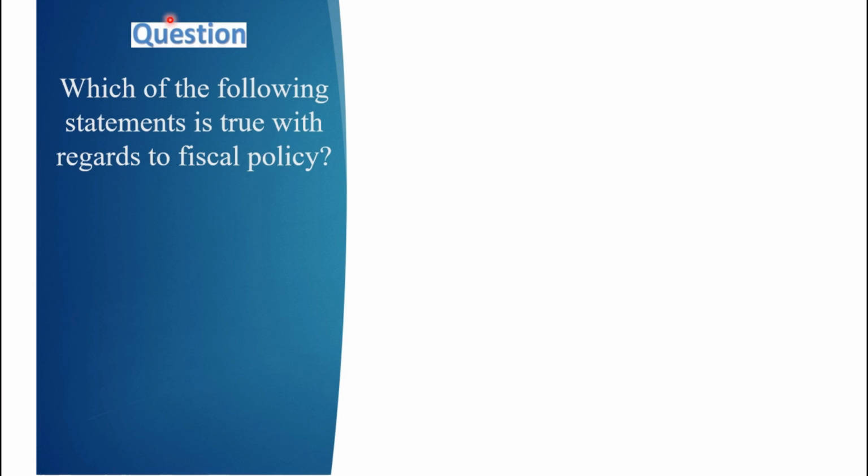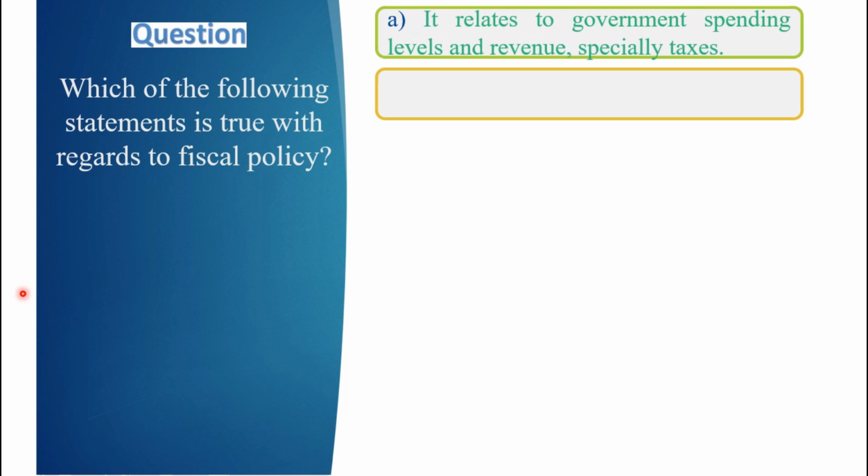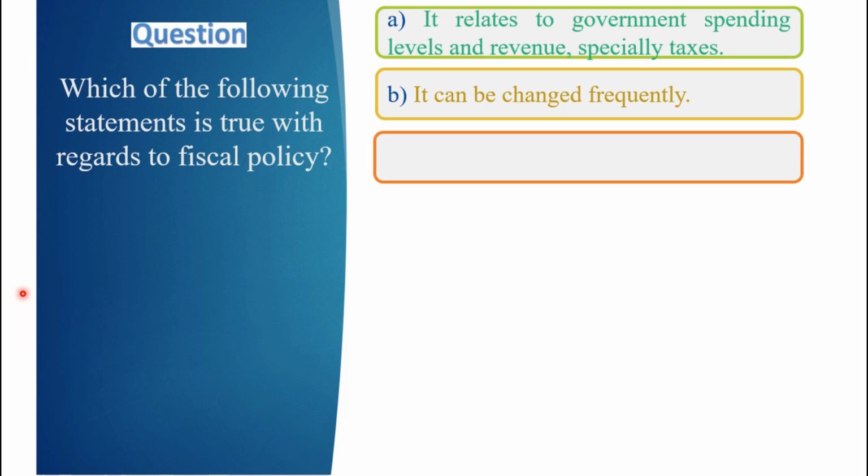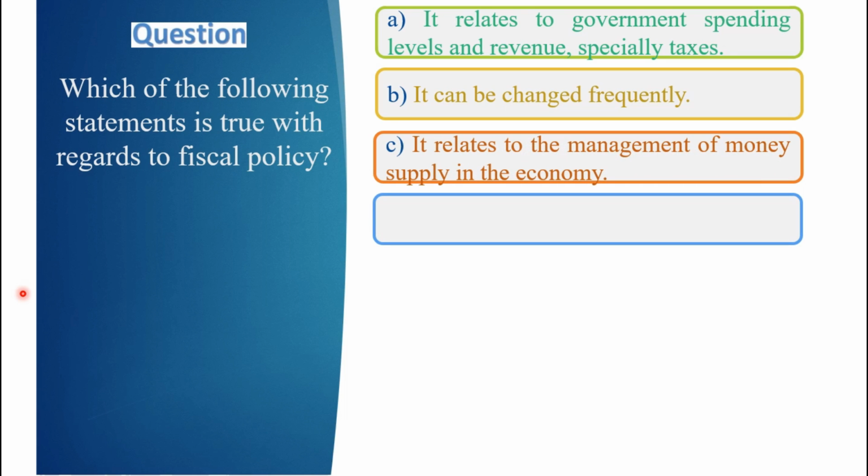Our next question is, which of the following statements is true with regards to fiscal policy? इनमें से कौन सा स्टेटमेंट सही है in regards to fiscal policy? Option number 1 is it relates to government spending levels and revenue, especially taxes. Option number 2, it can be changed frequently, मतलब ये जल्दी जल्दी चेंज किया जा सकता है. Option number 3, it relates to the management of money supply in the economy. Option number 4, it is formulated by the central bank.